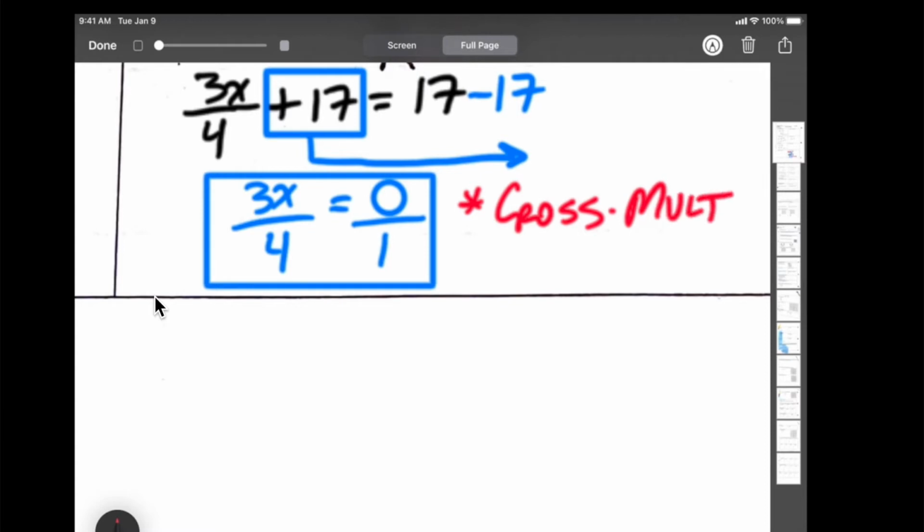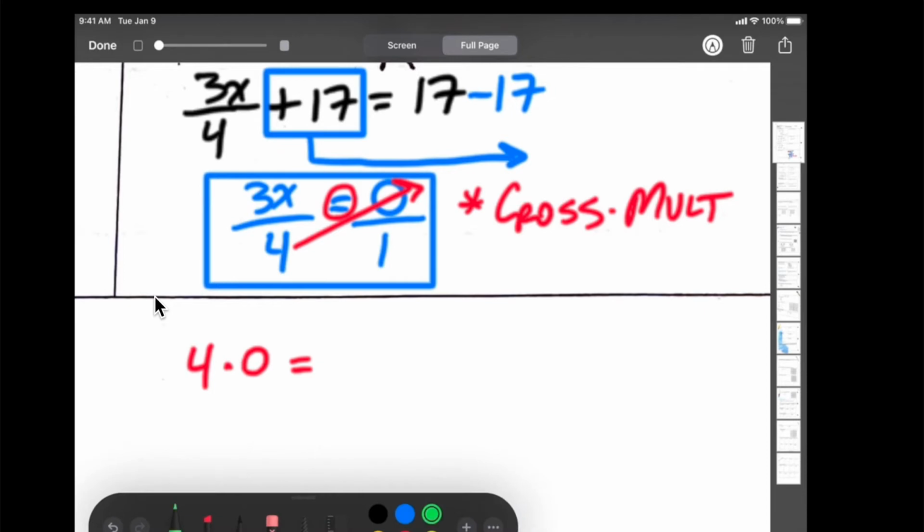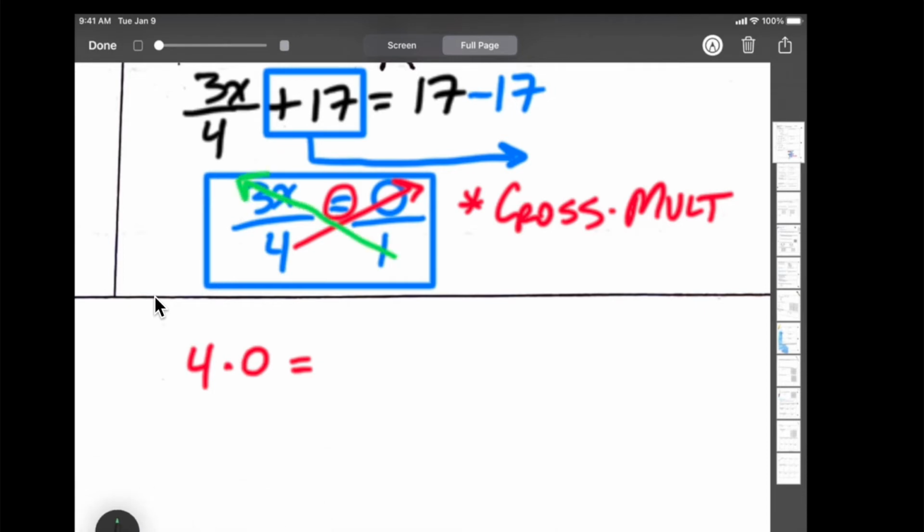And if you can become an expert at cross multiplication, you can solve any problem, basically. Cross multiplication involves this times that, which would be 4 times 0, equals, don't forget that equal sign, this times that. Cross multiplication. We're multiplying and we're creating a crisscross.